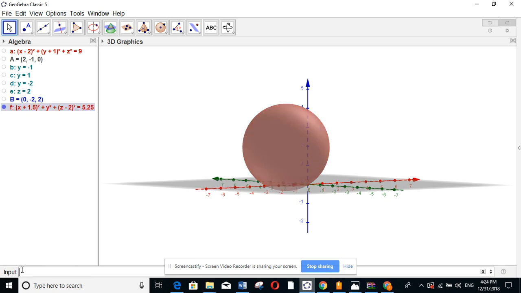So if you put center of the conic F, as we said, this is the center. If you put radius of conic F, you're going to get its radius, which is 2.29.